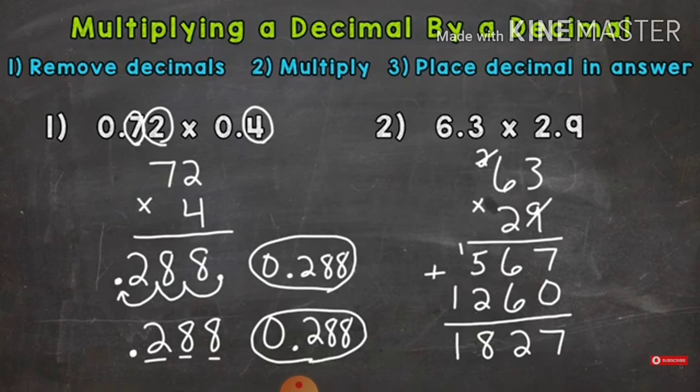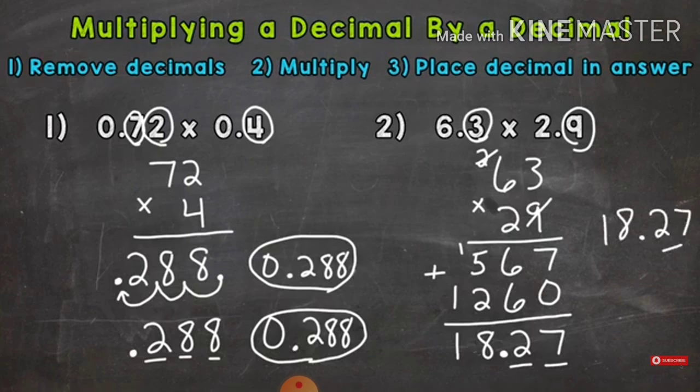Take a look at the original problem, and we have 2 digits behind or to the right of a decimal. That means our answer needs to have the same thing, 2 digits behind the decimal. So we have 1, 2, and we can place our decimal here. So our final answer is 18 and 27 hundredths.